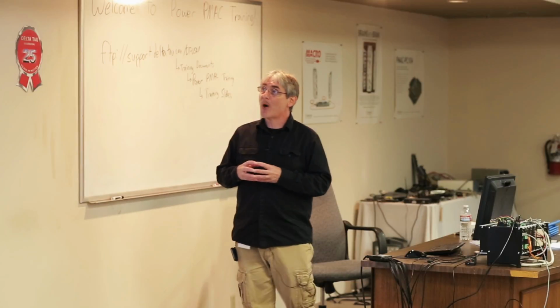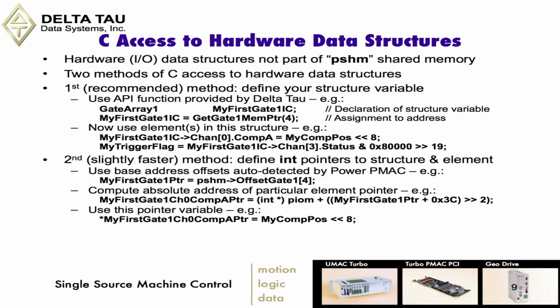C, access to hardware data structures, so we can share these data structures that aren't part of the pointer to shared memory. And there's a couple of methods. We have the built-in API inside of Power PMAC that allows you to get a pointer to those memory structures. And then you could also create your own definition through access and then isolation of these element structures with shifting bits and then anding out. I won't go into any greater detail. We'll talk about this again when we get into the C section of class.